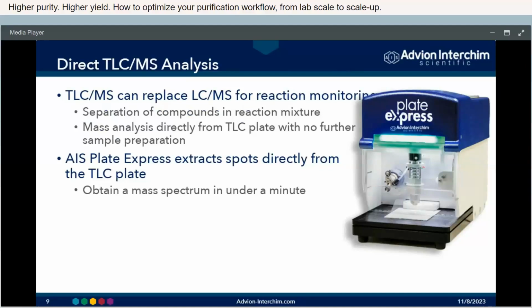So our solution to this is the Plate Express. This allows for direct TLC MS analysis. So basically you can put a TLC plate into the Plate Express, hit a button, and extract the spots from the plate and get a mass spectrum for that spot in under 30 seconds. Okay, so no further sample preparation is needed other than developing the TLC plate itself.